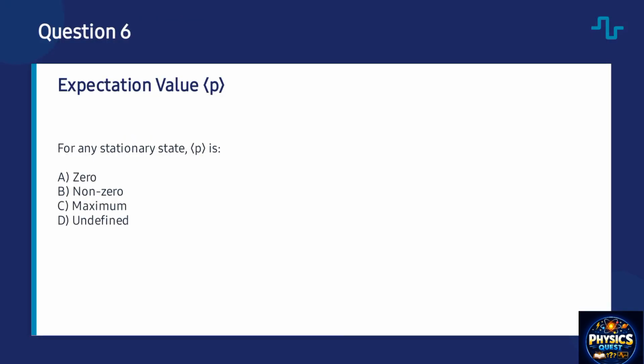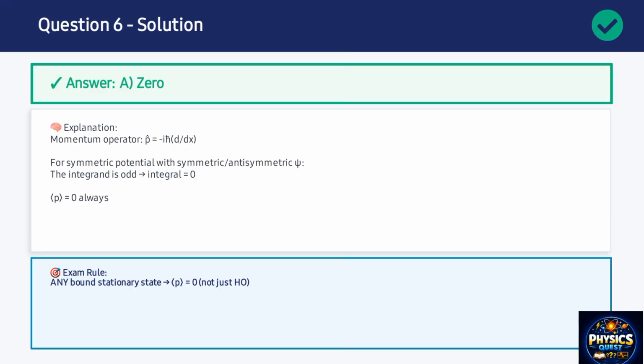Question 6. Expectation value of momentum. For any stationary state of a harmonic oscillator, the expectation value of p is: option A, 0; option B, non-zero; C, maximum; D, undefined. Correct option is option A, 0.